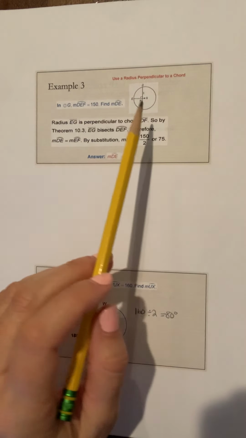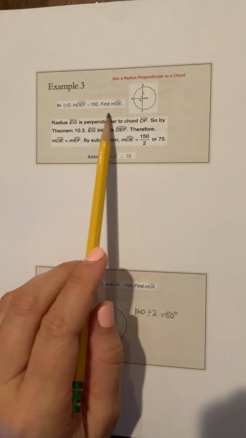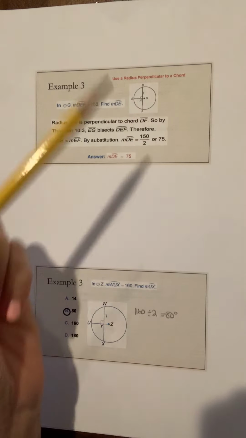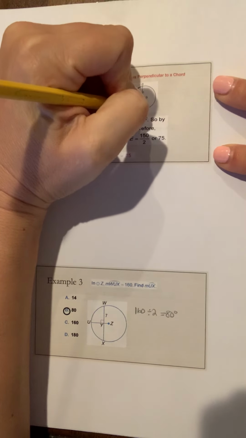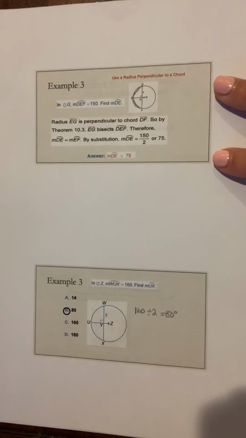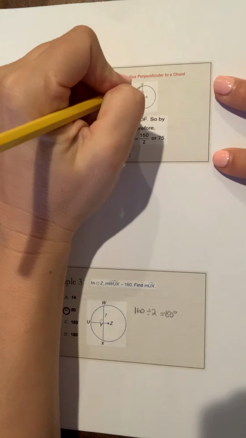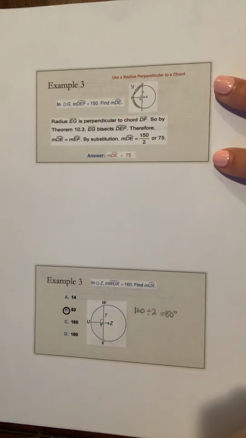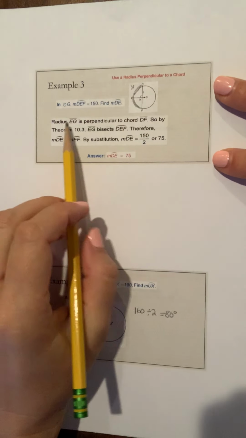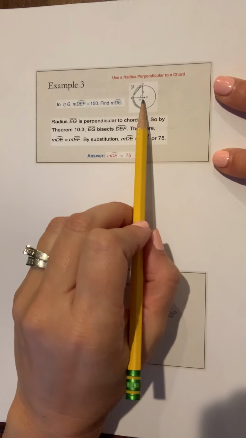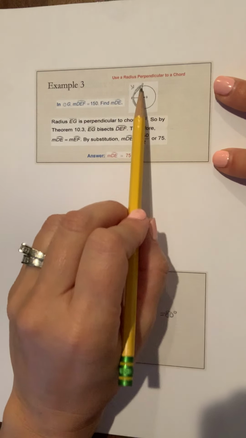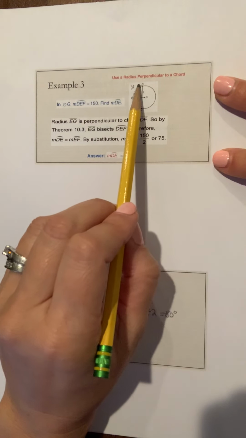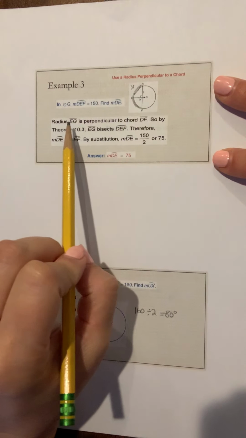All right, so here I have a circle. It tells me that arc DEF is 150 degrees. They want me to find the measure of arc DE. So they want me to find the measure of just this smaller arc, okay? All it tells me is that radius EG is perpendicular to chord DF.